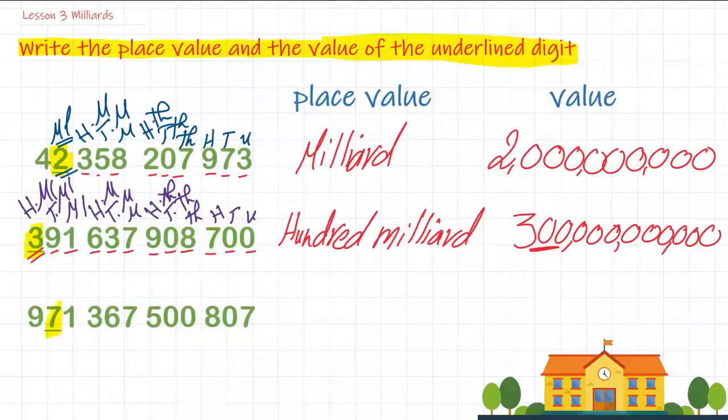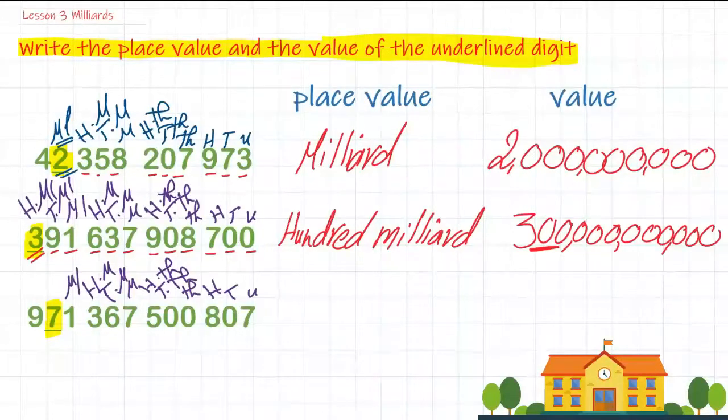We have 7 as the underlined digit here. Let's write the place value of each digit. Milliard, 10 milliard. So we have this digit in the 10 milliard place.